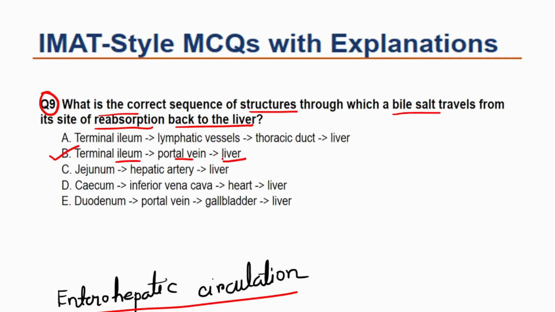Reviewing the structural pathways of the incorrect options prevents sequence confusion on admission questions. Option A is incorrect because it describes the lymphatic route, which is a structural pathway uniquely reserved for large chylomicron fats and fat-soluble vitamins, whereas bile salts are completely excluded from lacteals.